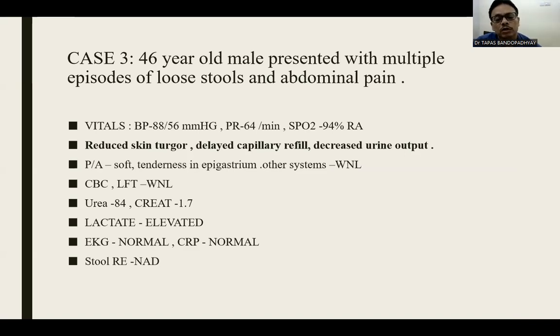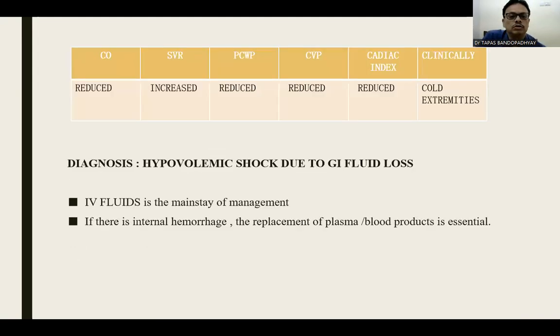The abdomen is soft, there is a tenderness in the epigastrium. Other systemic findings are within normal. The routine blood test, including complete blood count, LFT was normal, creatinine was a bit high, renal azotemia, and the lactate was elevated. There was metabolic acidosis. The electrocardiogram was normal, ruling out any cardiac component so far, and stool examination was non-contributory.